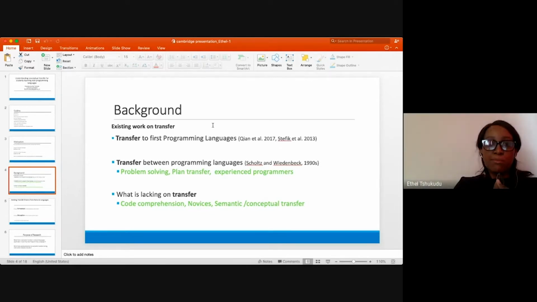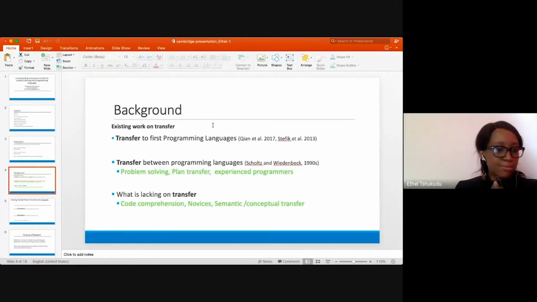So and then there were other transfer studies that were mostly based on experienced programmers, and they were testing the problem solving, how programmers are transferring the algorithmic skill or the plan transfer from one programming language to the other.